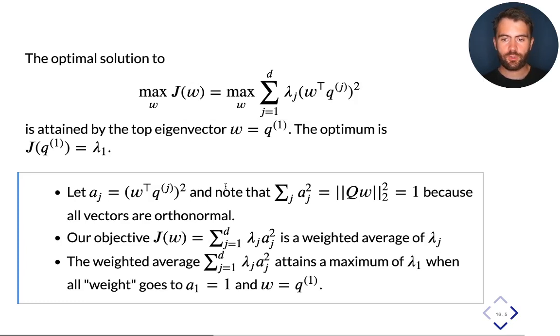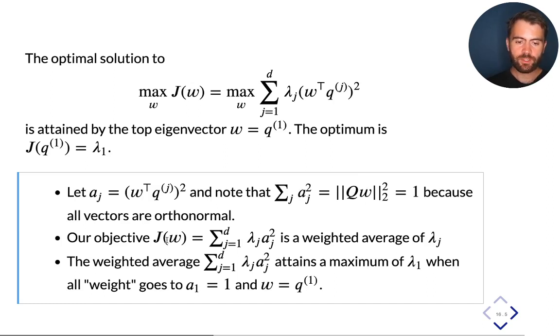You should observe that the sum of the squares of these a j's is simply the squared L2 norm of the vector Q transpose w. Because w is a unit vector and all the q's are orthonormal, we're doing dot products between orthonormal vectors, and so this value is going to be 1, and so the sum of the a j squared is going to be 1.